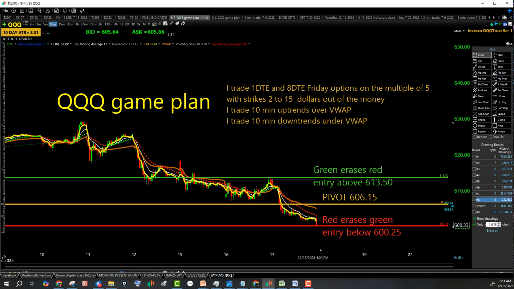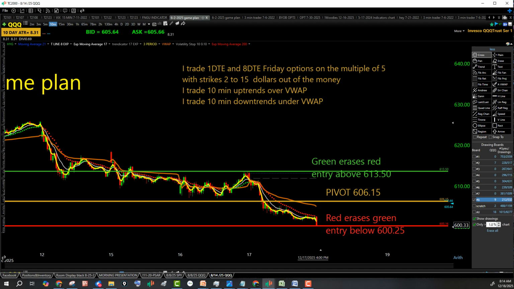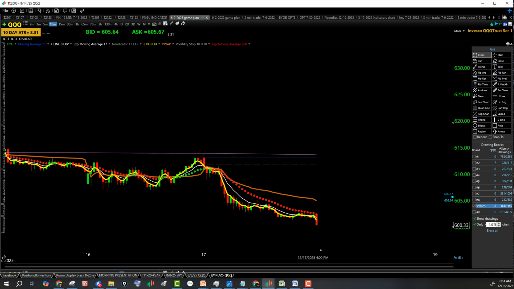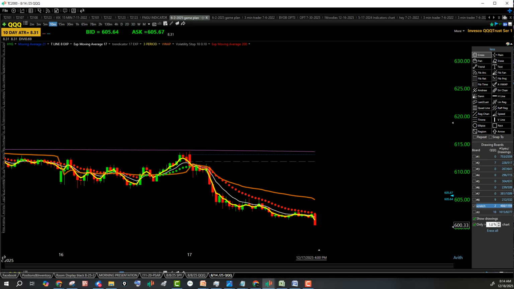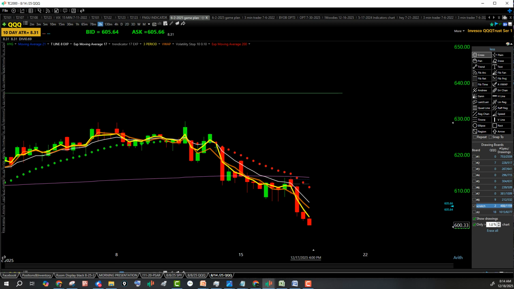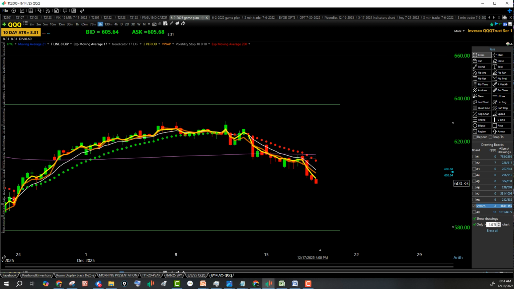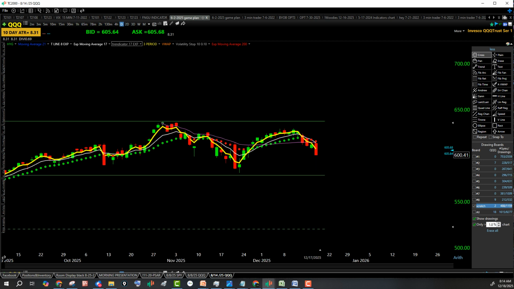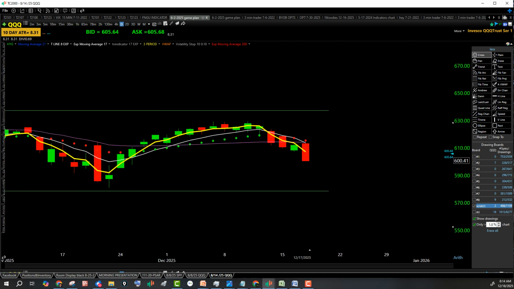For QQQ on the 10-minute chart, let's pick this up on a clean chart. 10-minute downtrend, all day yesterday coming into the close. 2 hour, same deal, 2 hour downtrend. 3 underneath the 8, 8 underneath the 17. Everything pointed down, 2 hour downtrend coming into the close. Daily chart: got a 3 EMA pointed down, 8 EMA pointed down.